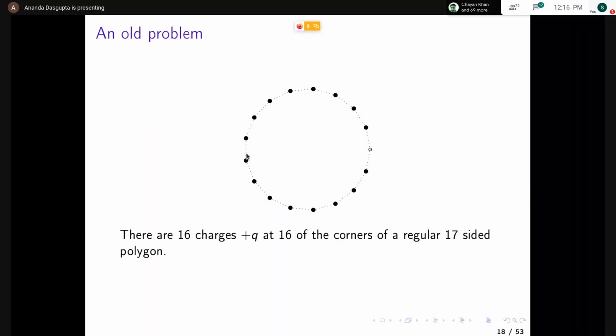So as you can see, I hope this is visible. There are 16 charges here. I don't need you to count. I've counted. There are exactly 16 of these black dots, which are black circles, indicating places where charges are. And there's this one empty corner, which is shown by this open circle, the unfilled circle. So there are plus q charges at each one of these corners, and you have to find out the field at the center.